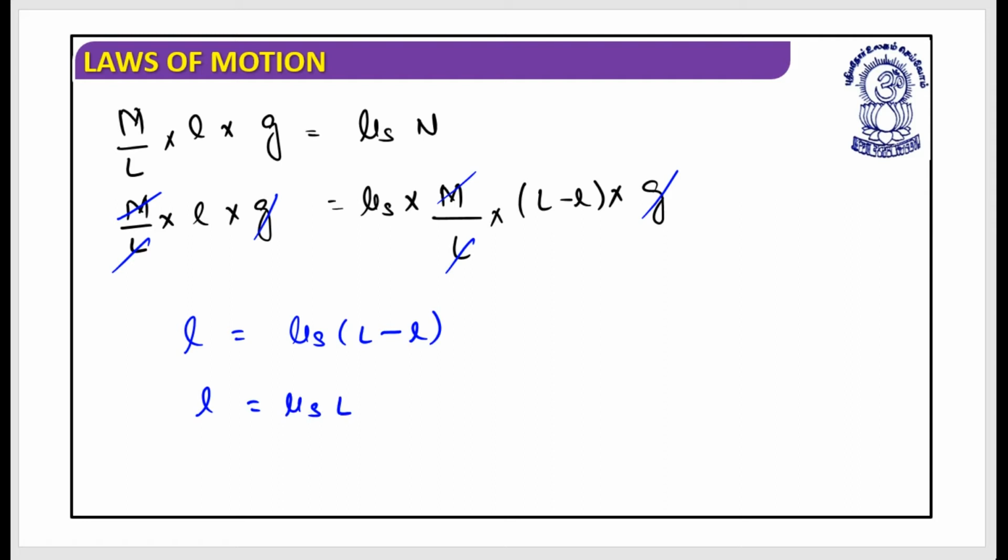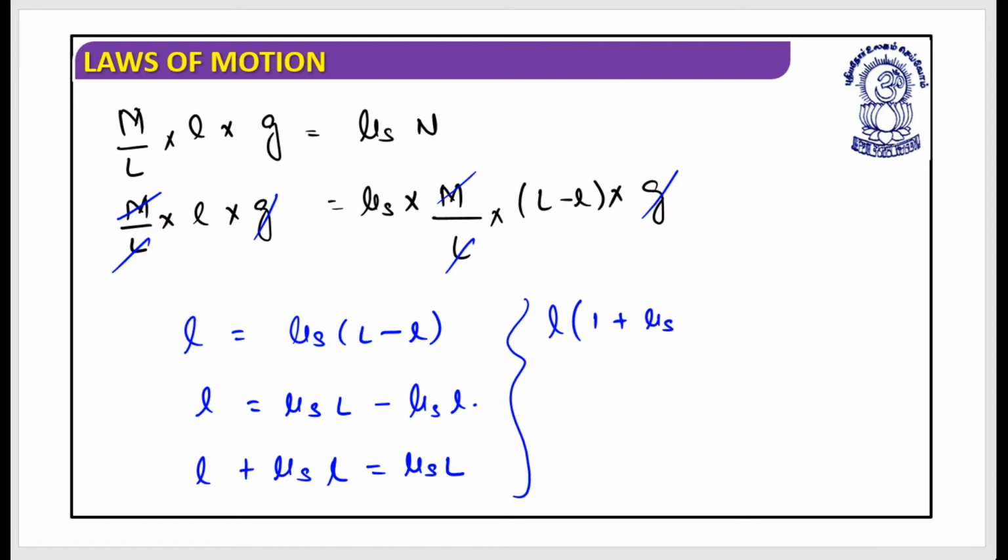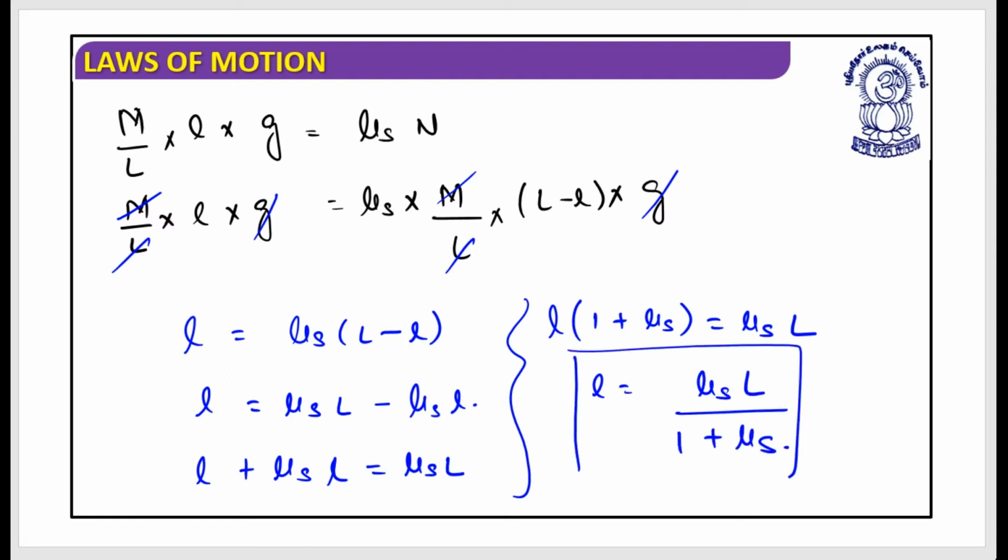It's mu s into L minus mu s into small l. It's l plus mu s into l should be equal to mu s into capital L. So l as a common, 1 plus mu s should be equal to mu s into L. So l could be equal to mu s into L upon 1 plus mu s. This could be your final answer.